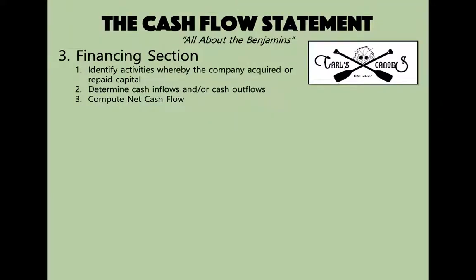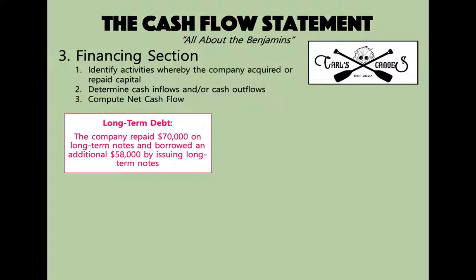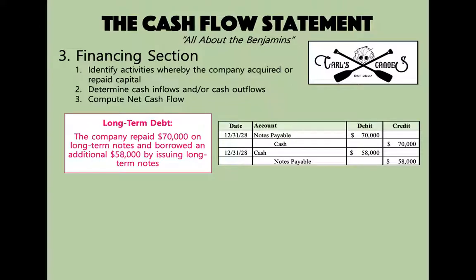The financing section is put together much like the investing section, except here we have to identify activities whereby the company acquired or repaid capital. Then we're going to determine the cash inflows or outflows and compute the net cash flow. So, long-term debt. The company repaid $70,000 on a long-term note and borrowed an additional $58,000 by issuing long-term notes. So we would have two transactions during the year that relate to this.